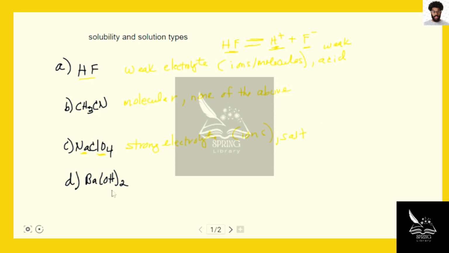The final example is barium hydroxide, and the presence of this hydroxide ion tells us this is a strong base. And as such, it will furnish lots of barium cations and hydroxide anions when it dissolves in solution. So this too would be a strong electrolyte existing exclusively as ions when dissolved in water.